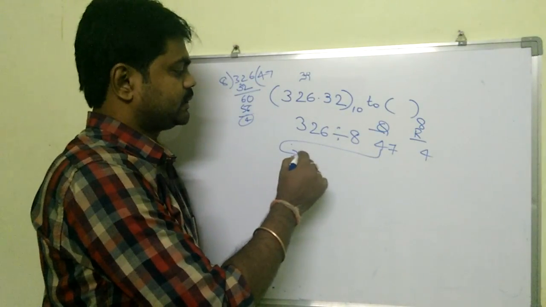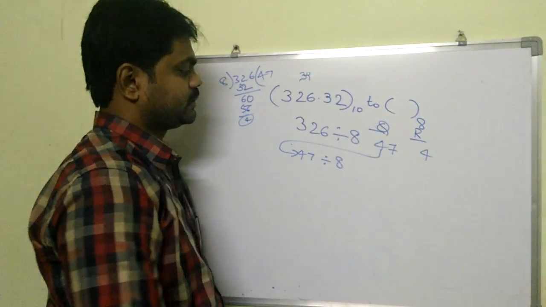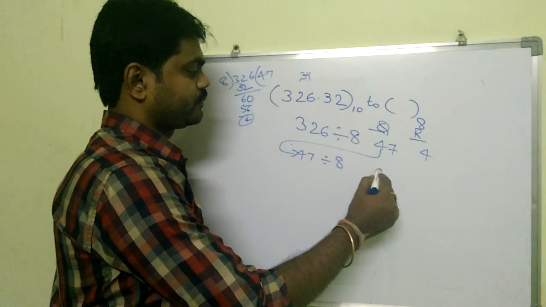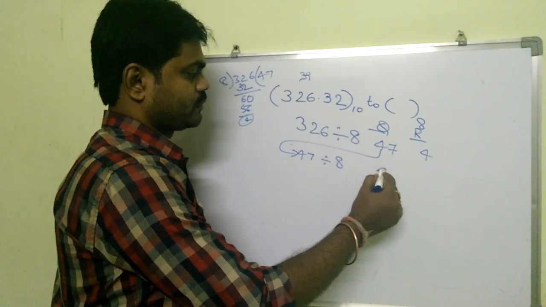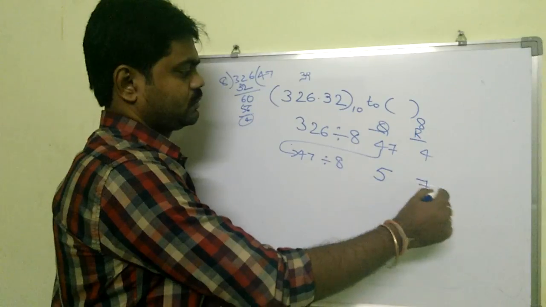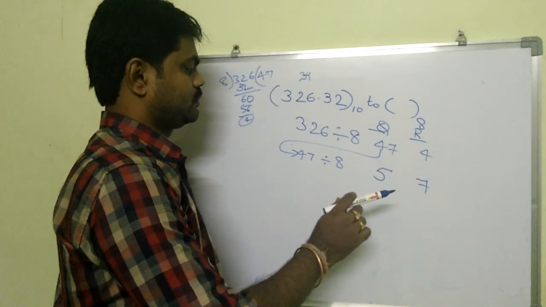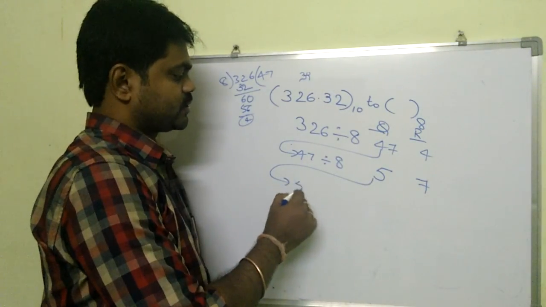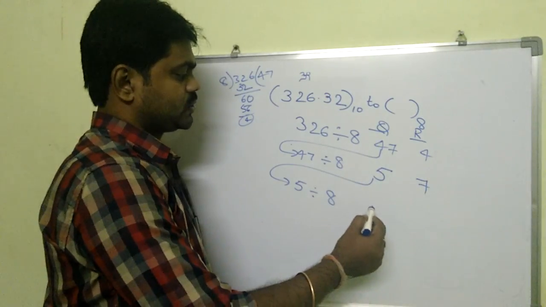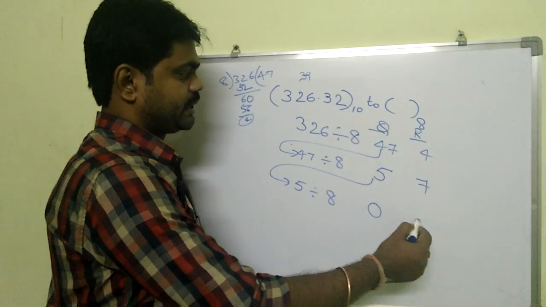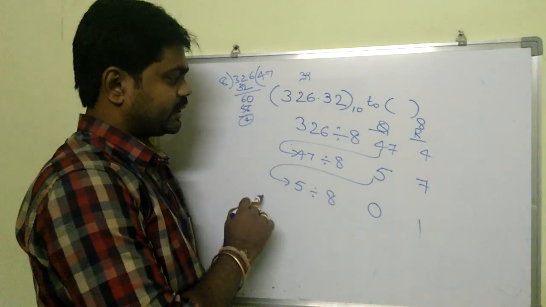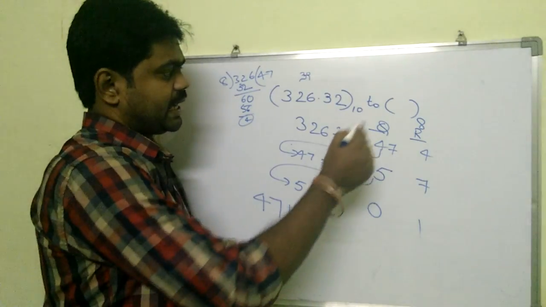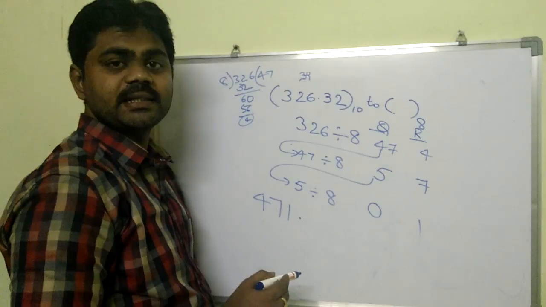Now I will take 47 here. So 47 divided by 8. 8 6s are 48, 8 5s are 40, and the remainder is 7. Now I take 5 here. So 5 divided by 8. I will get 0 and the remainder is 1. So my octal integer part is 471, dot, and coming to my fractional part, it is 0.32.